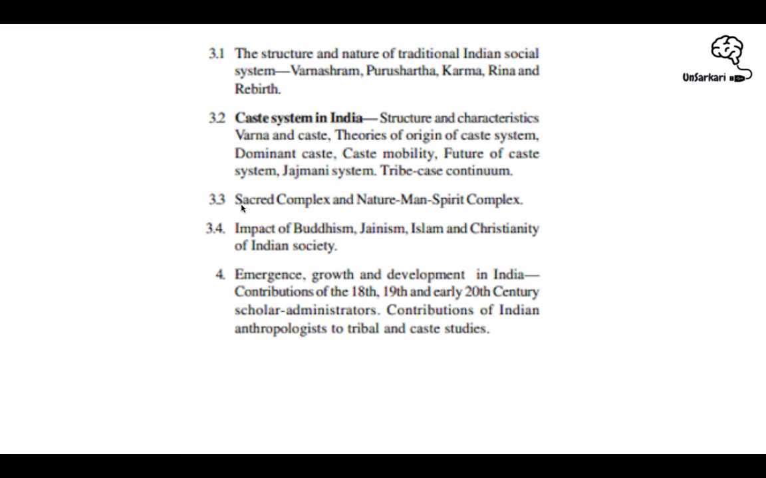The next unit is on sacred complex. What is sacred complex? What is nature-man-spirit complex? You might find these terms technical, but in reality they're not. The next one is a very generic topic: impact of Buddhism and Jainism on Indian society.